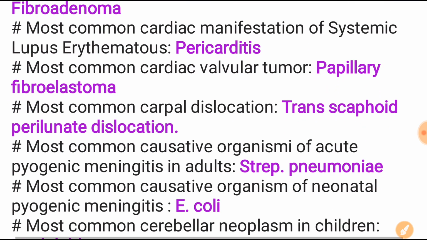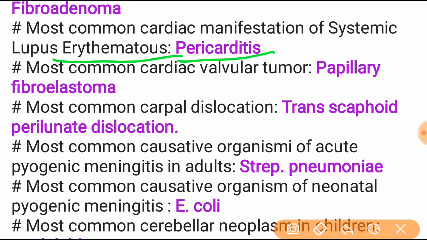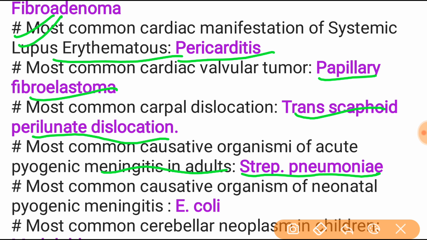The most common cardiac manifestation of systemic lupus erythematosus is pericarditis. It is also most common. The most common cardiac valvular tumor is papillary fibroelastoma. The most common carpal dislocation is the transscaphoid perilunate dislocation. The most common causative organism of acute pyogenic meningitis in adults is Streptococcus pneumoniae. This is also under that 1000 question series.